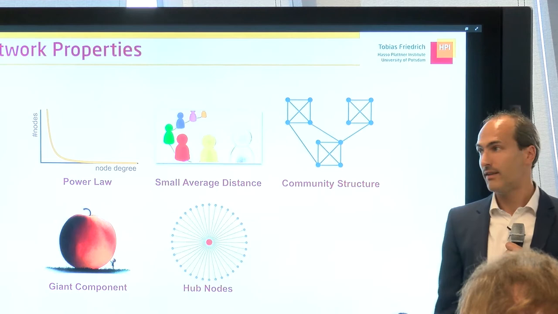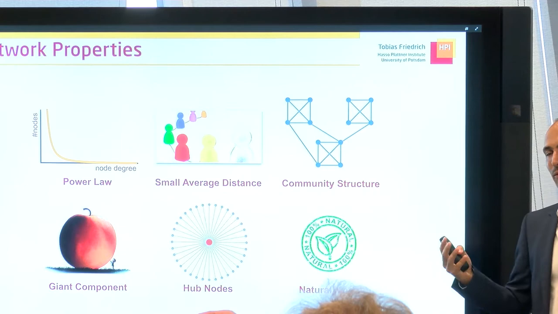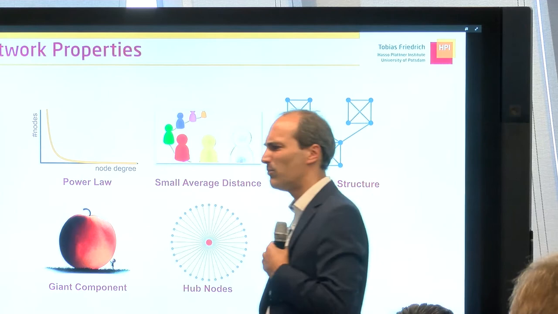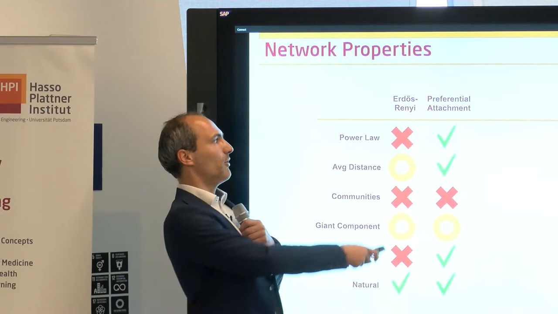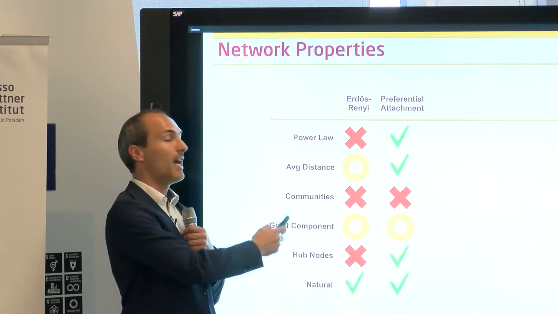If I want to model the real world, then I want to have a model which is somehow natural. I don't want to have something which is super artificial. Okay, so what have you seen so far? We saw this very classical model, which, well, didn't obey any of these pretty much. We saw the preferential attachment, which has a nice power law, has small average distances, but has no community structure because the edges are still more or less independent.